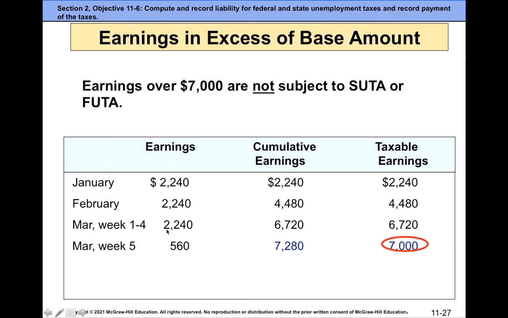$2,240 is taxable. March, weeks 1 through 4, he makes another $2,240. We get to $6,720. Everything is taxable. But then in week 5 of March, he makes an additional $560. That puts him above the cap, right? So even though he made $560, I need to figure out how much of this $560 puts him at $7,000. So he was at $6,720, so he was $280 short of the cap. So out of $560, only $280. So if this was his paycheck, only $280 would be taxable because this $280 would put him at $7,000.